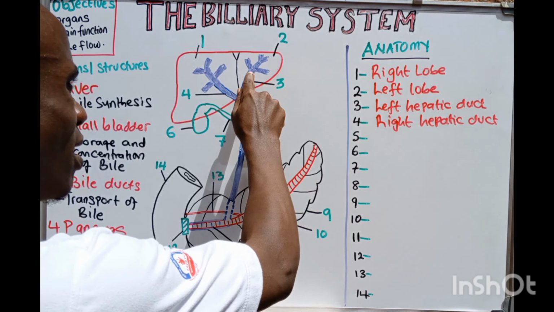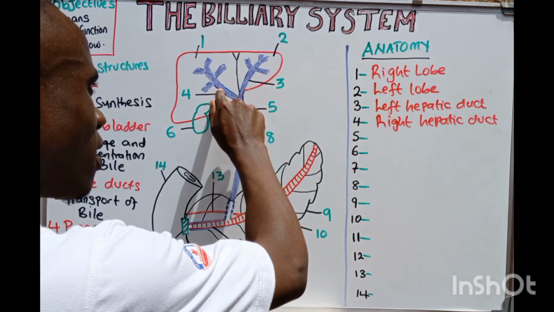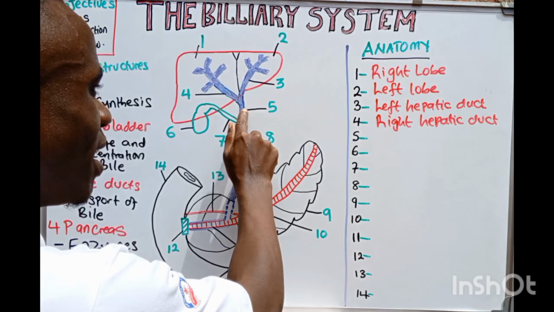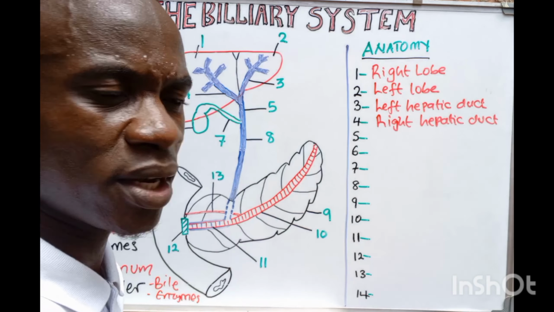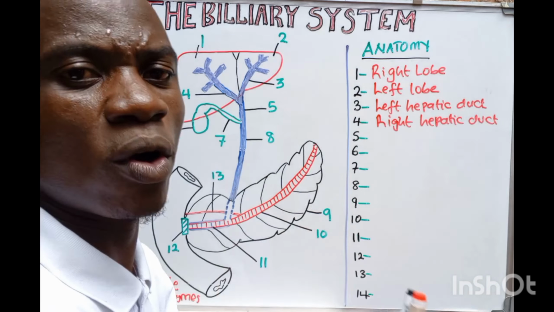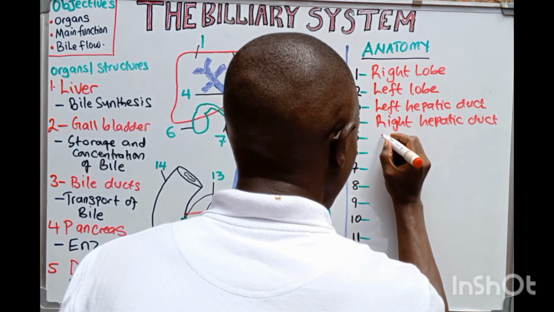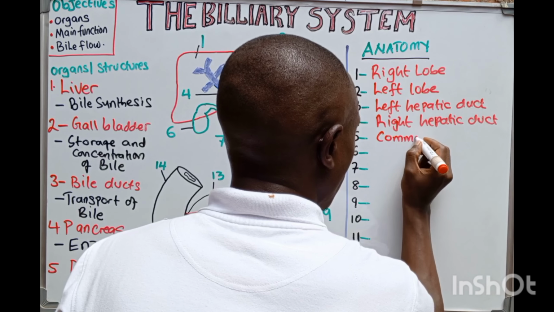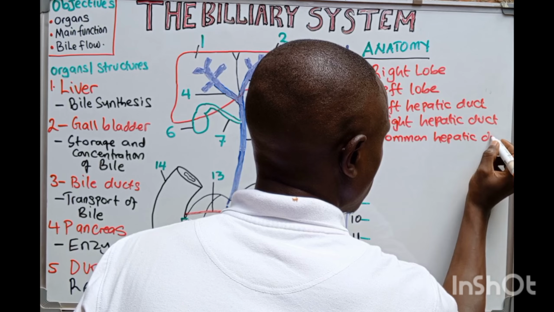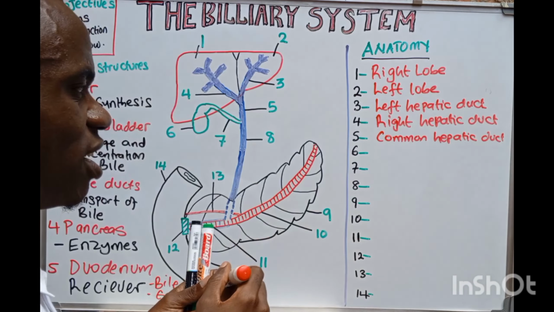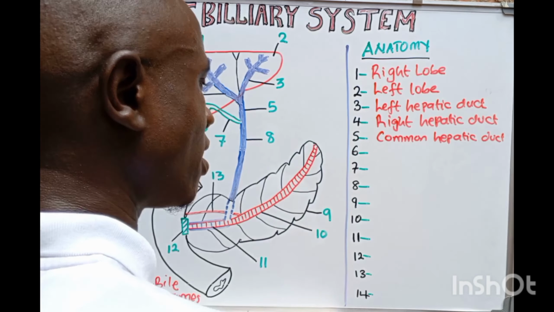Now, when the left hepatic duct and the right hepatic duct come together, they make this duct number 5. You know how this duct is called? This duct here is what we call the common hepatic duct. That's the union of the left and the right hepatic duct.